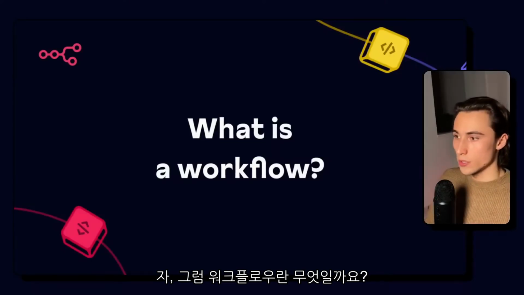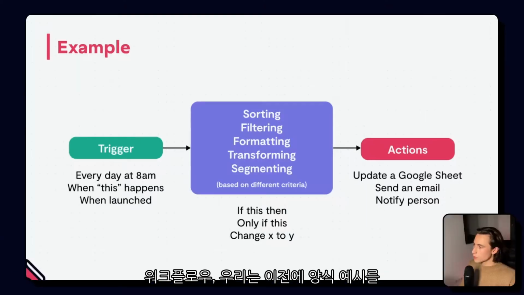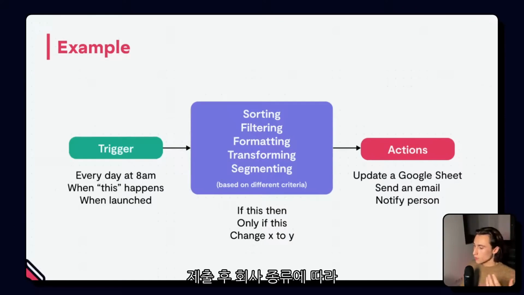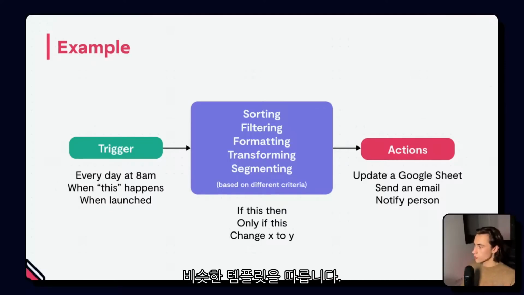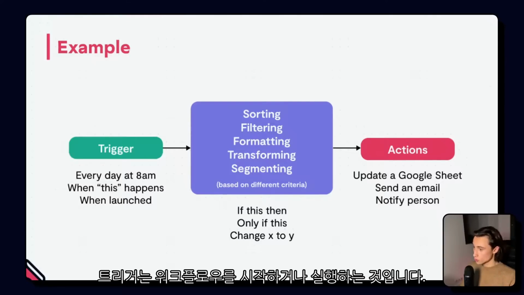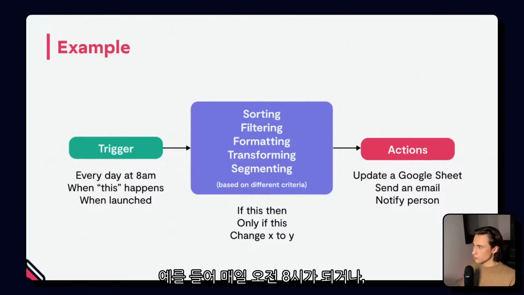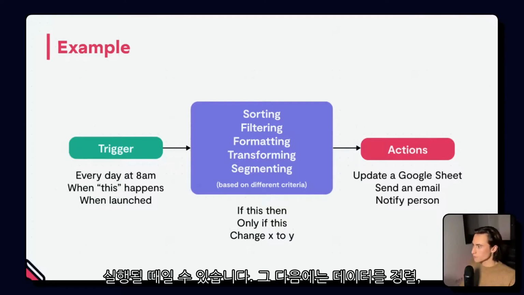So, what is a workflow? We looked at the example earlier with the form submission, then the different paths depending on the kind of company, and then different actions. Most workflows are going to follow a similar template. They're going to start with a trigger. So the trigger is what starts or launches the workflow. It could be every day at 8 a.m. or when this happens or when launched manually.